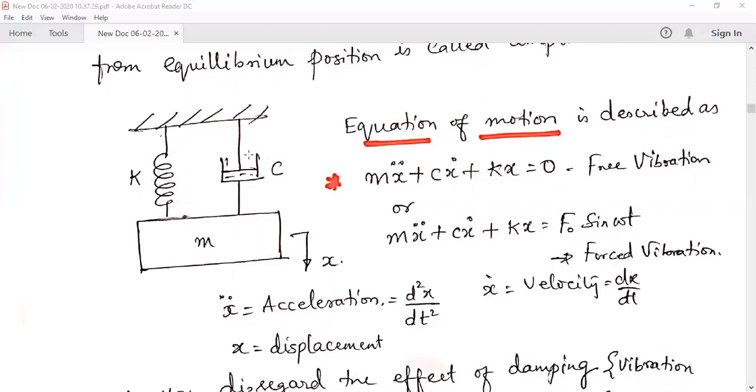Any body with elasticity and mass, as I said, will have some natural frequency. If that frequency comes close to the excitation frequency, there will be a high amplitude of vibration. A lot of machine components and structural components do fail because of this kind of resonance phenomenon. Here are the 3 important components.